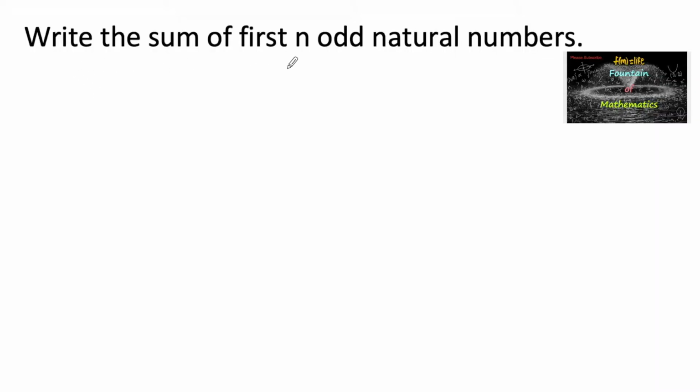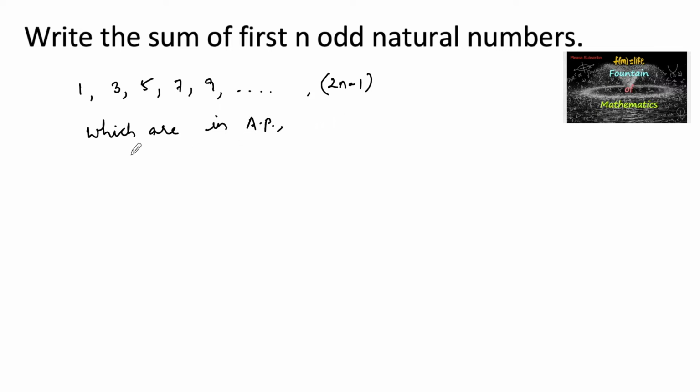Write the sum of first n odd natural numbers. Odd natural numbers are 1, 3, 5, 7, 9, and so on. The nth odd natural number will be 2n minus 1. Since these are in arithmetic progression, AP, whose first term a is equal to 1 and common difference is 2, let Sn denote their sum.